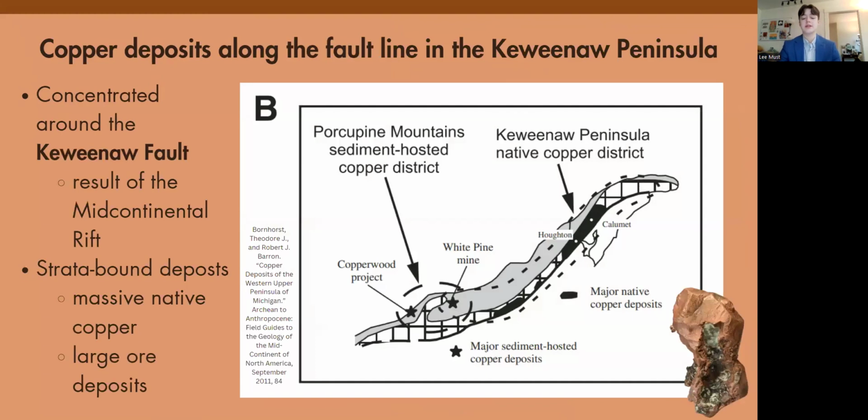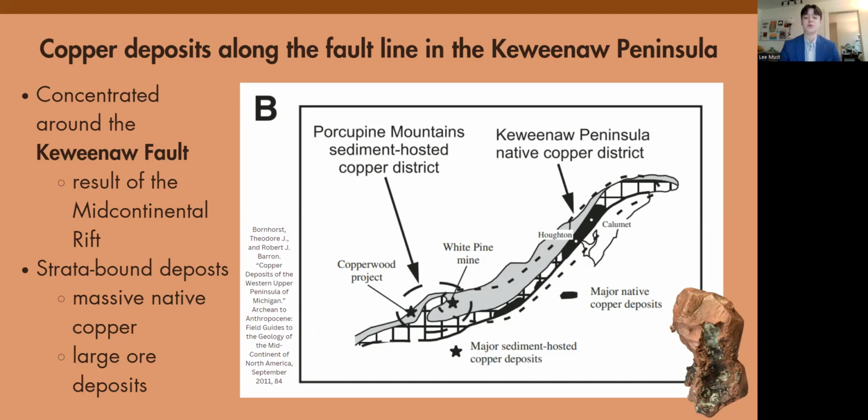The Keweenaw Peninsula has an exceptionally high concentration of copper in a very small area. Particularly native copper is found here. Native copper being copper that is found not in ore form, but just as copper, like the image on the bottom right of the slide. Copper is only one of a few metals that can be found in native form.